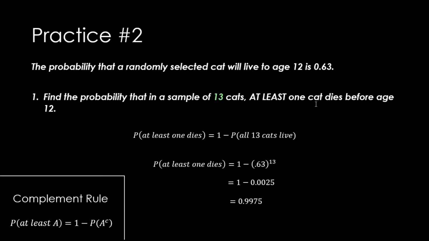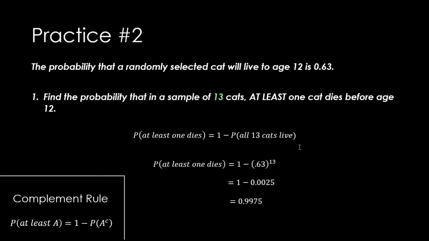This is an example of a problem where we can take advantage of the complement rule. Using it, we know that the probability that at least one cat dies is equal to 1 minus the probability that all 13 cats live. We can write this out as probability at least one dies equal to 1 minus probability that all 13 cats live. Now, all we need to do is calculate the probability that all 13 cats will live past age 12 and plug this value into the formula.